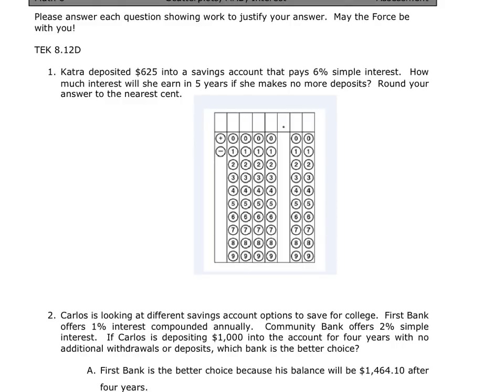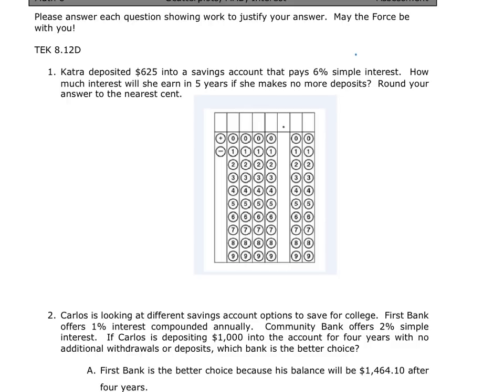Okay, this is your data and interest test corrections reteach. So you're going to get a sheet of paper and do your test corrections for the ones that you got wrong. All right, number one, Katra deposited $625 into a savings account that pays 6% simple interest. How much interest will she earn in 5 years if she makes no more deposits? Round your answer to the nearest cent.